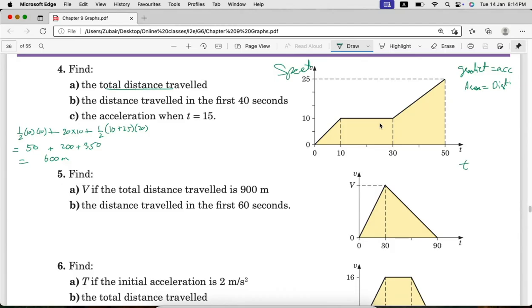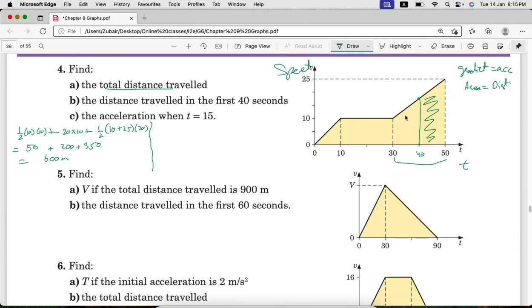Yes, sir. Part B says the distance traveled in the first 40 seconds. This is 30, 50. Somewhere here is 40 seconds. Either we find the area for these three again, or we can just find the area of this last section and subtract it from 600 because we already have the full area. Particularly in this case it is easy because this is 25 and this is 10. We know that we are talking about 40, which is exactly in between these two. So y will also be exactly in between these two values.